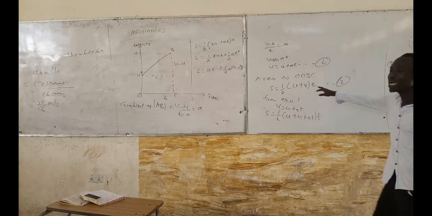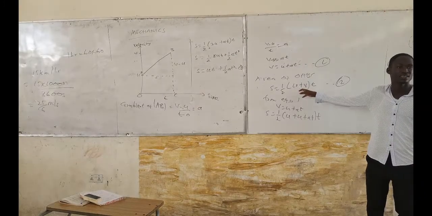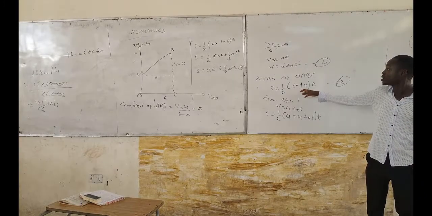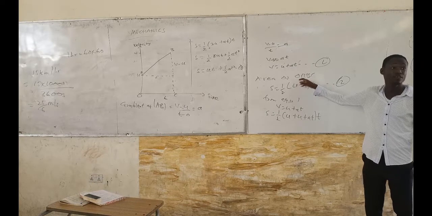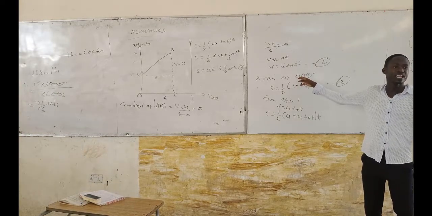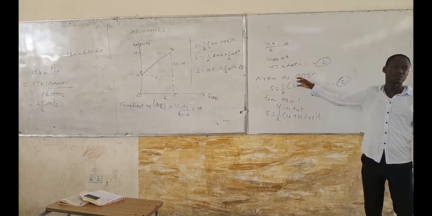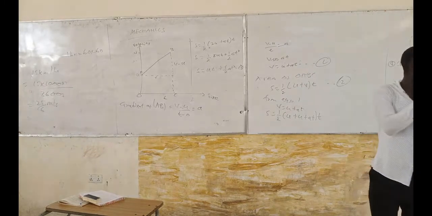The area we have is, S equal to the area of ABC. Then the area in the velocity time graph, so the S is now the area, the displacement.